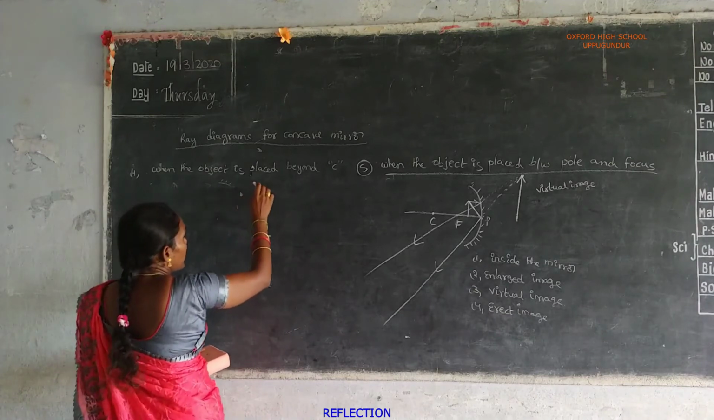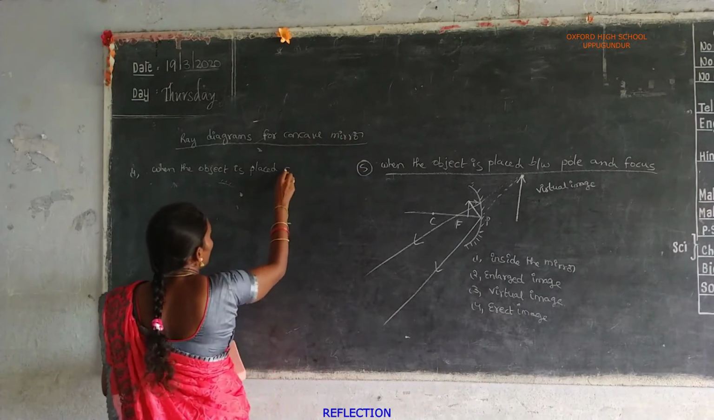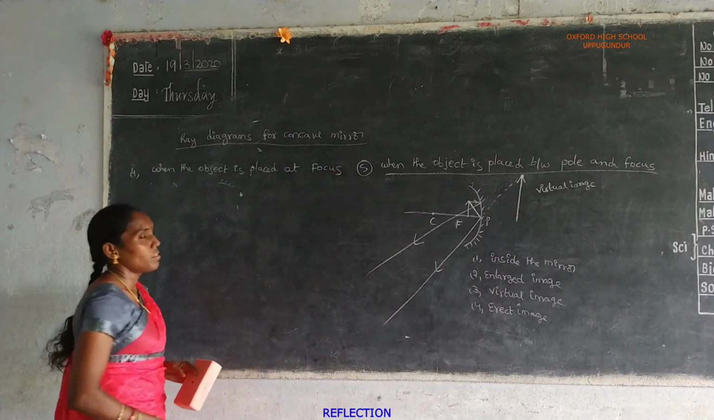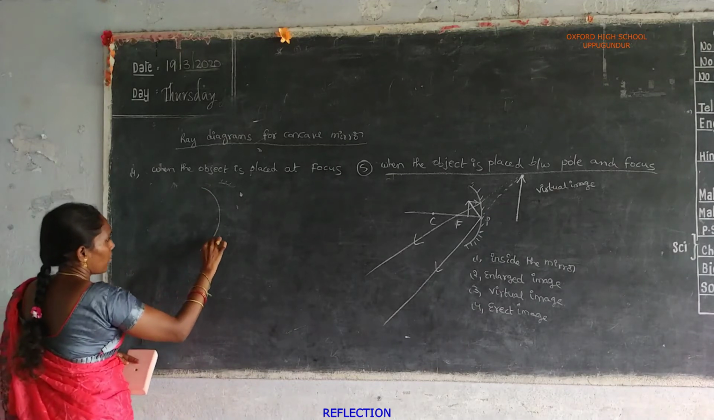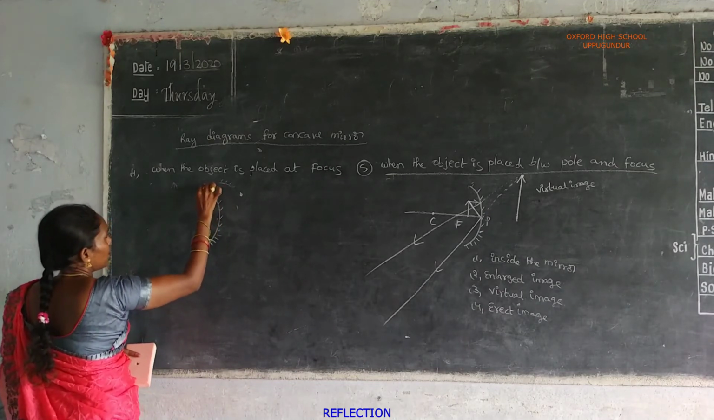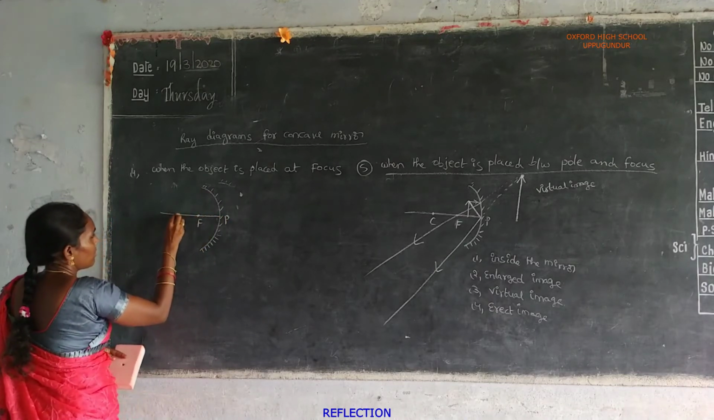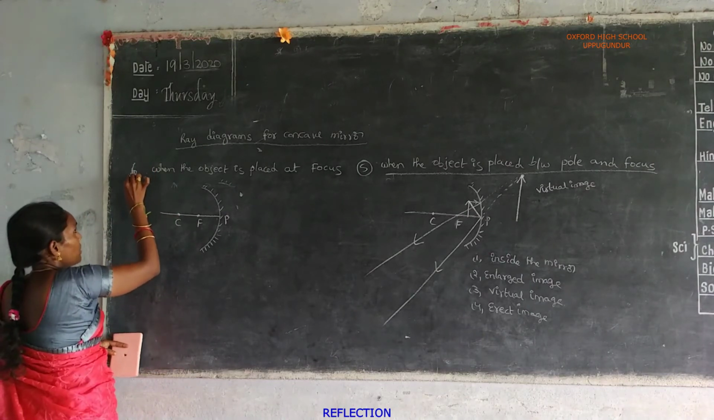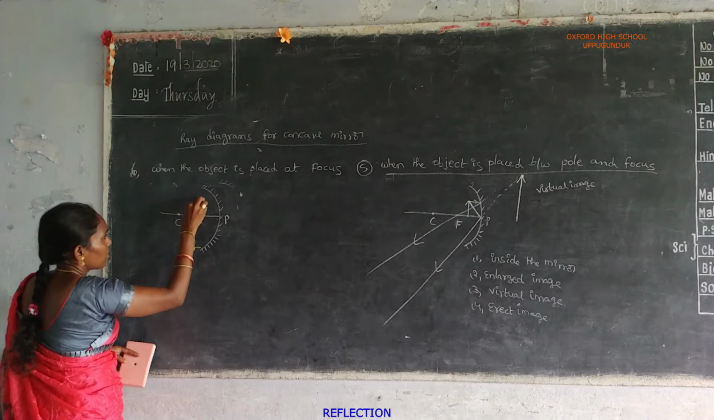That is when the object is placed at focus. See now, when the object is placed at focus, pole, focus, and next center of curvature. Sixth diagram, amma. When the object is placed at focus, here this is the object.